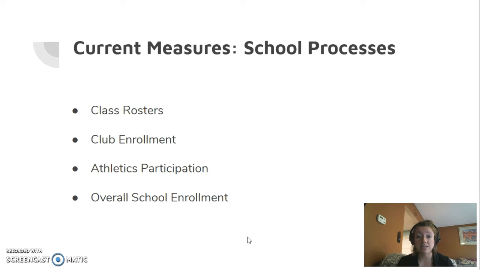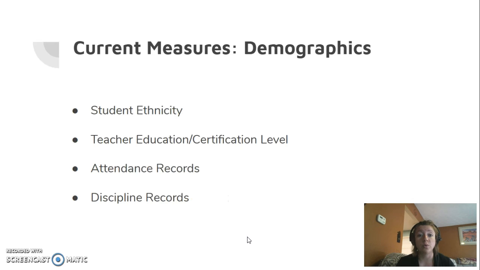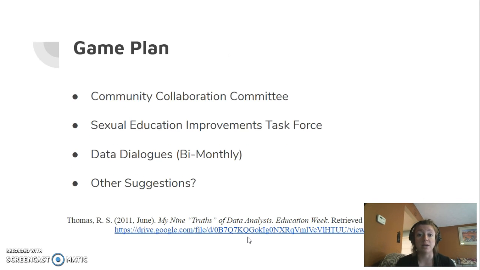In school processes, we're keeping track of data such as class rosters, enrollment, what kinds of activities are we offering and who's participating in those activities, and overall school enrollment. And then within demographics, we're talking about student ethnicity, keeping track of attendance and discipline records, and teacher education and certification level, because we want to make sure that everyone is on the same page there.